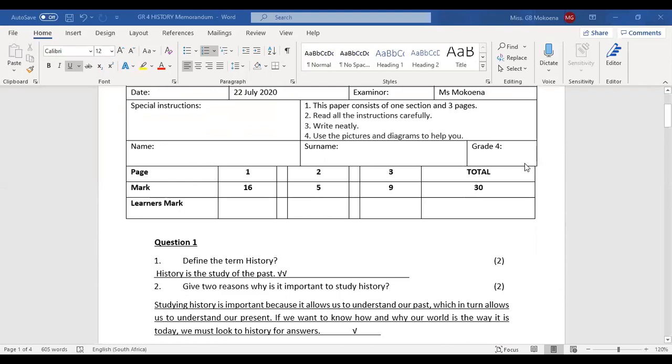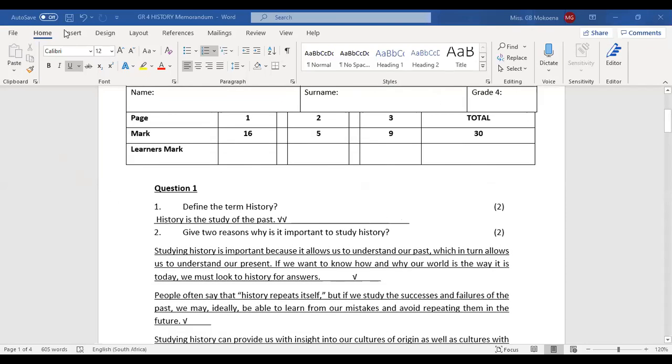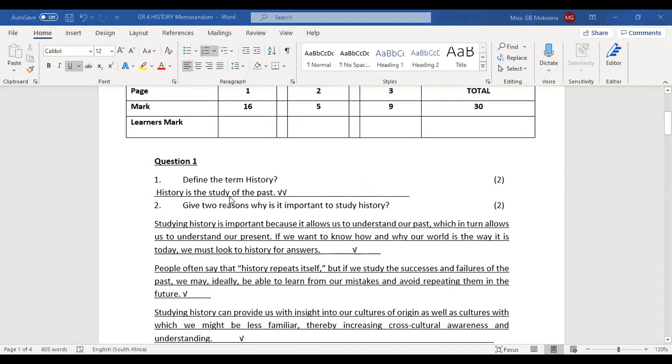Here you are supposed to write your name and surname. Page 1 consists of 16 marks, page 2 has 5 marks, and page 3 had 9 marks. All in all, 30. There are people who got 30, congratulations. There are people who got 29, 28, 25. Nobody has failed this test. So you all made it. I'm happy.